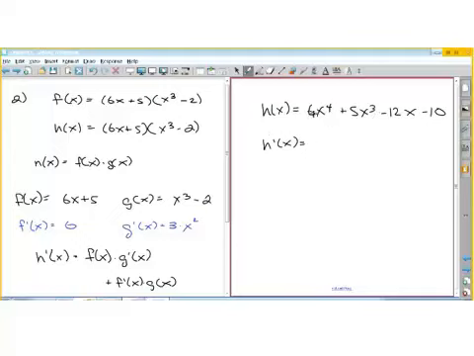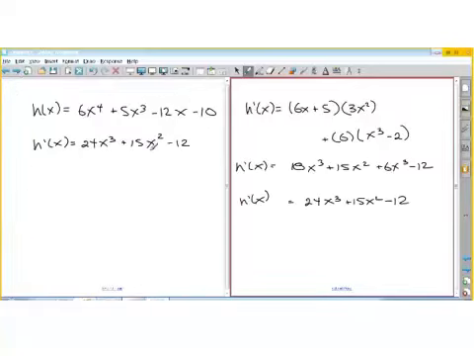So you'll have 4 times 6, which is 24. Reduce the exponent by 1. 3 times 5 is 15. Reduce the exponent by 1. The exponent is 1 here, so 1 times negative 12 is negative 12. The derivative of x is 1, so that's the answer. And we go to the other page, and you can see that they're exactly the same.